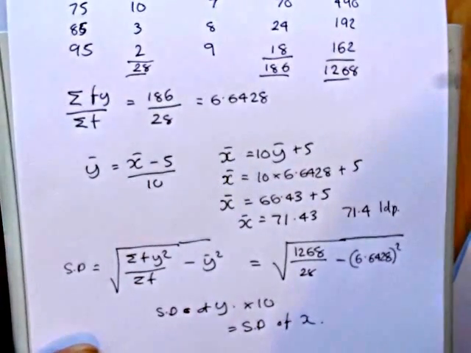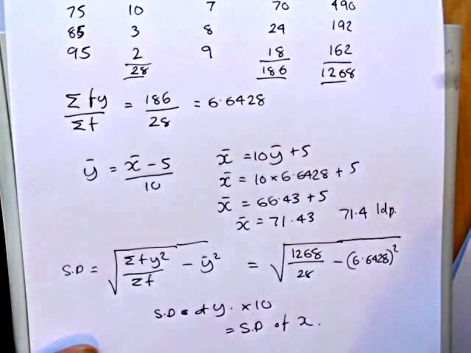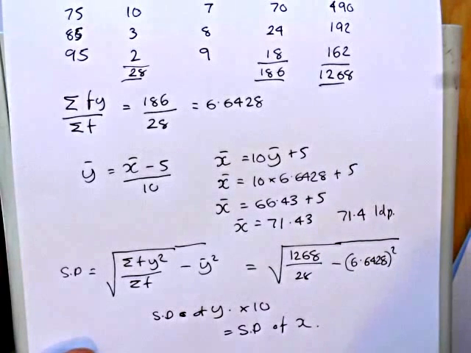Now I will try and do this on my calculator. So we want square root, open brackets, 1268 divided by 28, close brackets, minus, in brackets, 6.6428, close brackets. This has got to be squared. Okay, let's see what we get there. I'm not entirely sure that's right, but let's suppose it is.